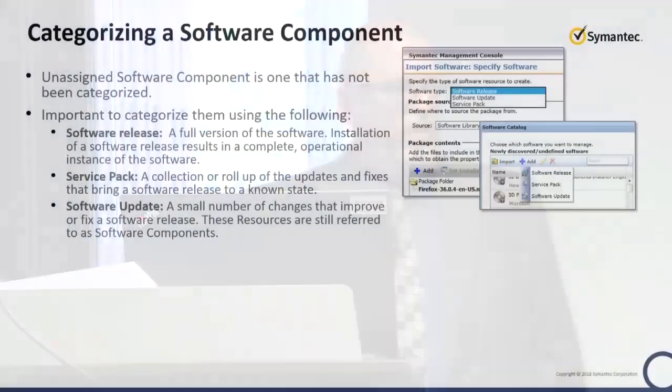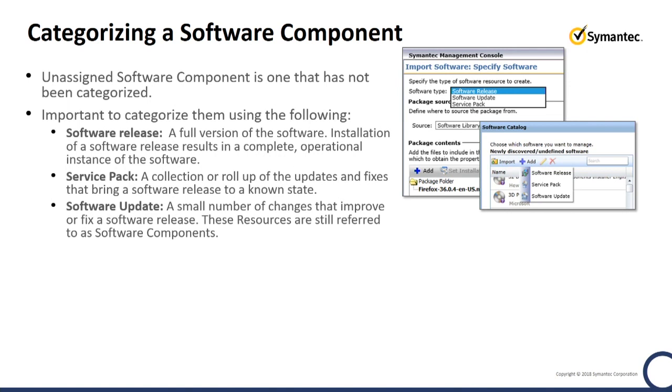Okay, and again, this is just a quick definition of what each of these are. It's pretty obvious with the actual titles. But a release is just that. It's a full version of the software. It's not an update. It's not a service pack. A service pack is just that, a service pack. And a software update is an update to an existing piece of software.